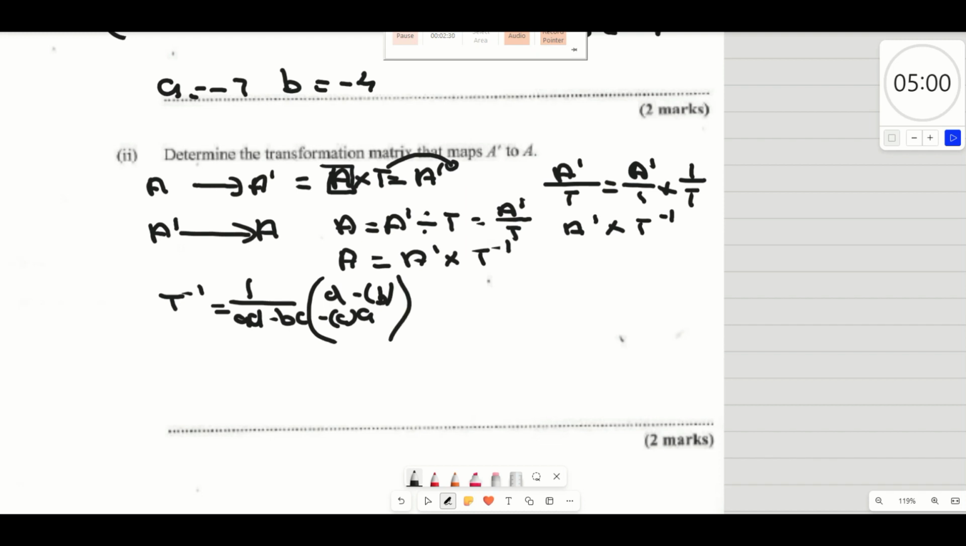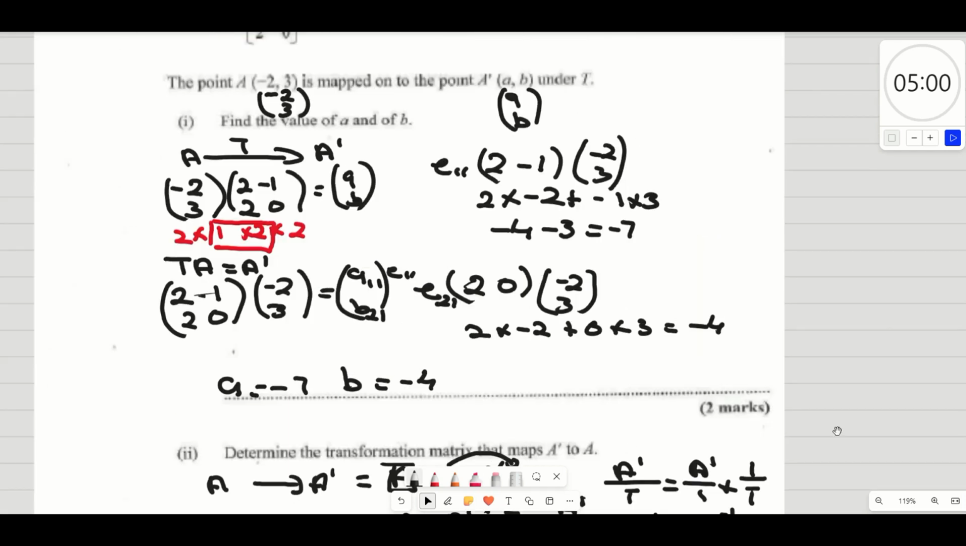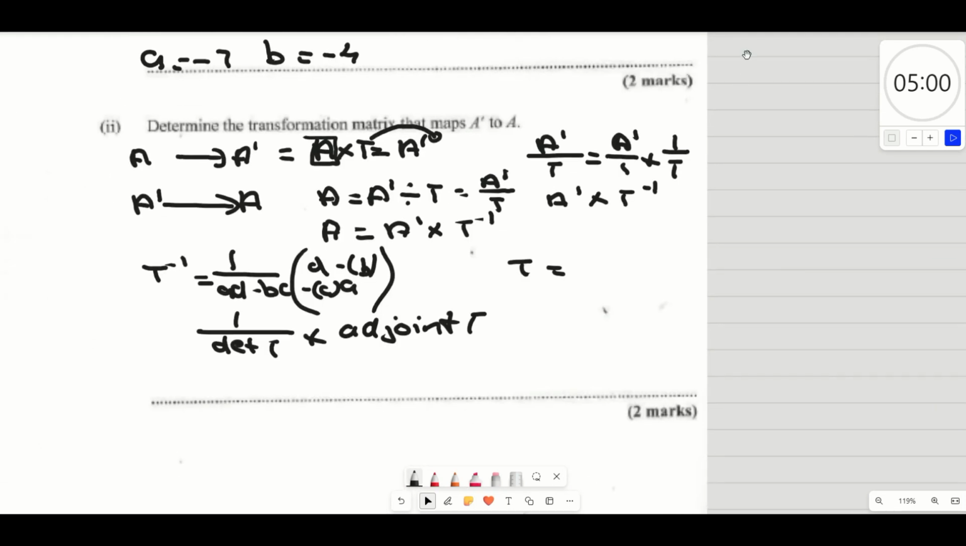Right? This is 1 over AD minus BC, your determinant of T, multiplied by your adjoint of T. Now, what is the transformation T equal to? The transformation is equal to 2, minus 1, 2, 0. Let me write this down. This is the form it is in: the first one is A, B, C, D. That's how you label it all the time. So we're going to put it in the formula. I'm going to put it down here.